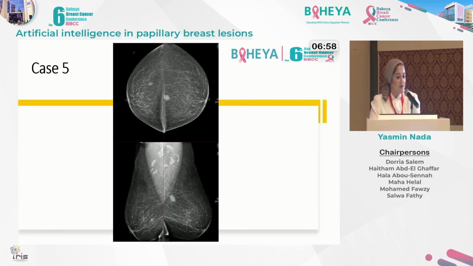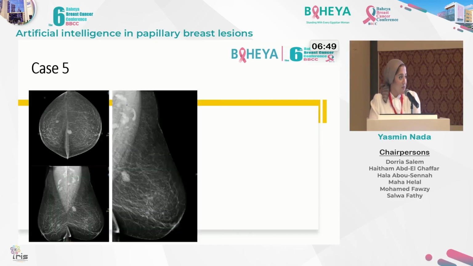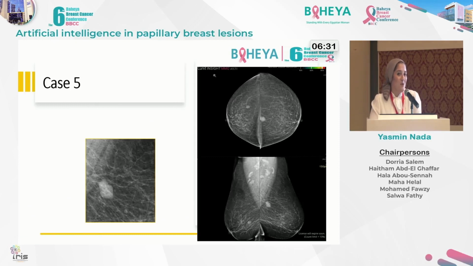Okay, the fifth case, where is the lesion? Both, right? So I'm concerned with the left breast lesion. It's a deeply seated, centrally located, well-circumscribed lesion. Let's see it enclosed: partially circumscribed, partially irregular outline. What do you think? The AI will show it or not? Is it benign or suspicious for you? Suspicious, right? Let's see the AI. Oh, no marking on the AI, right? So the pathology came out to be encapsulated papillary carcinoma with no invasion, okay?